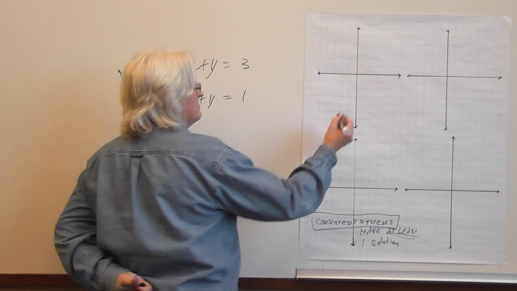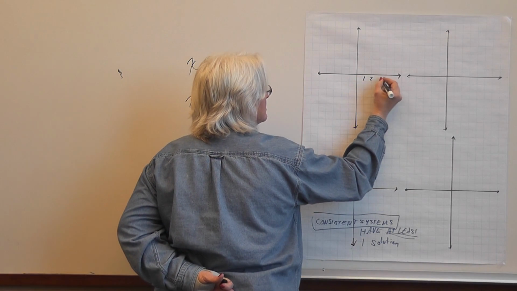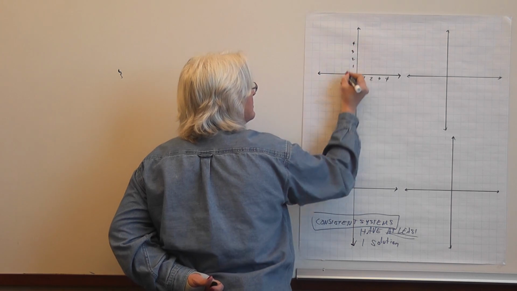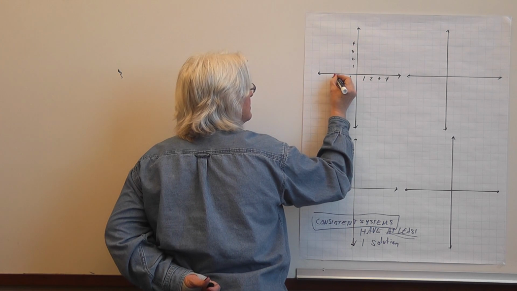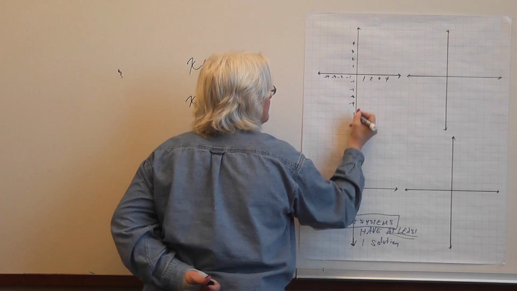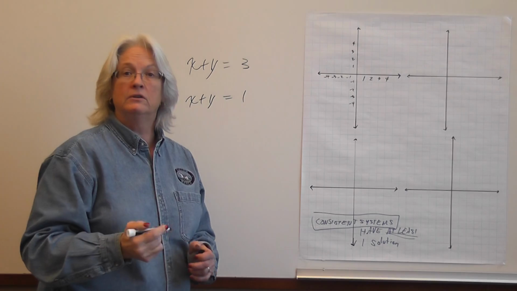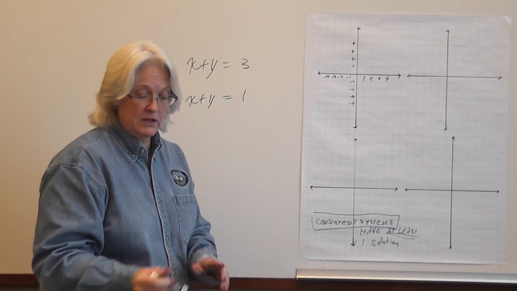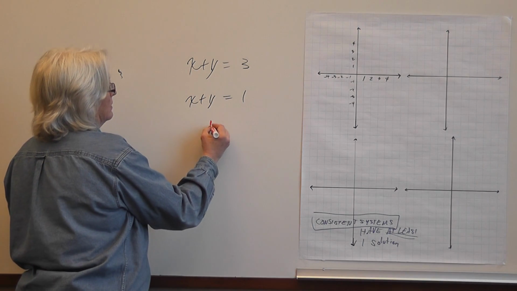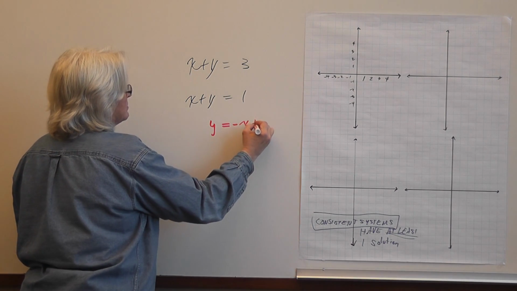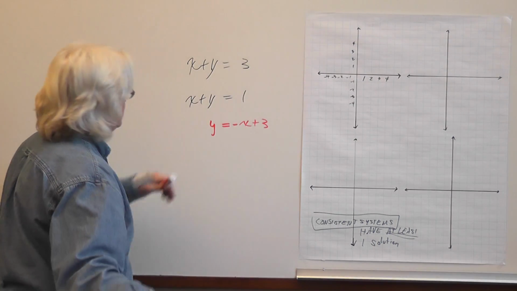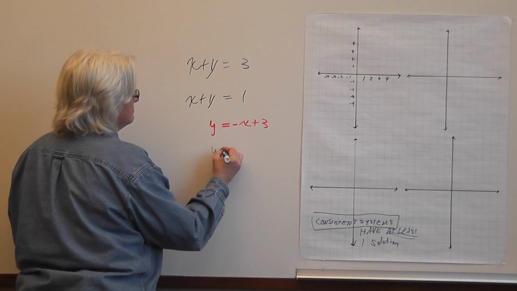I'm noticing that once again I don't have my graph marked. 1, 2, 3, 4, 1, 2, 3, 4, -1, -2, -3, -4. What do I need to do here? I need to put both of these equations in slope-intercept form. y is equal to -x plus 3. y is equal to -x plus 1.